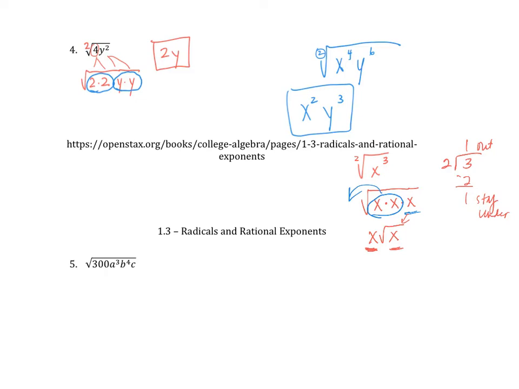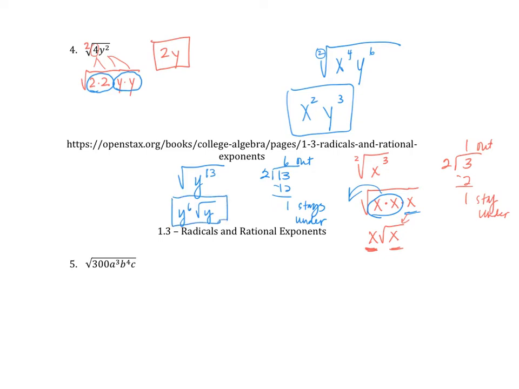Okay, let me do one more example like this with bigger numbers. So let's say I have the square root of y to the 13th. So the root or index is 2. So we want to know how many times does 2 go into 13. Well, 2 goes into 13 6 times, and then the remainder is 1. So 6 y's go out, 1 y stays under. So 6 y's come out. So y to the 6th comes out, and then 1 y stays under. And that would be reduced.